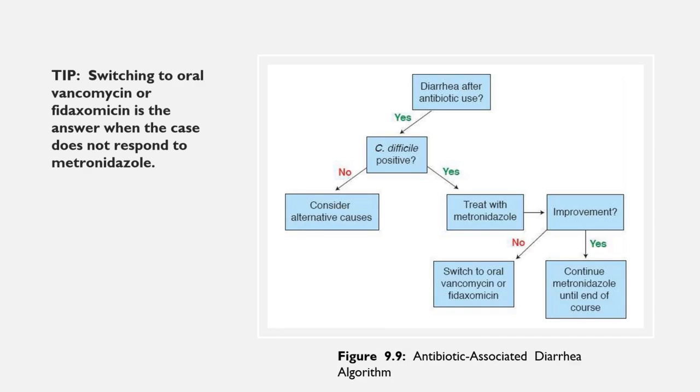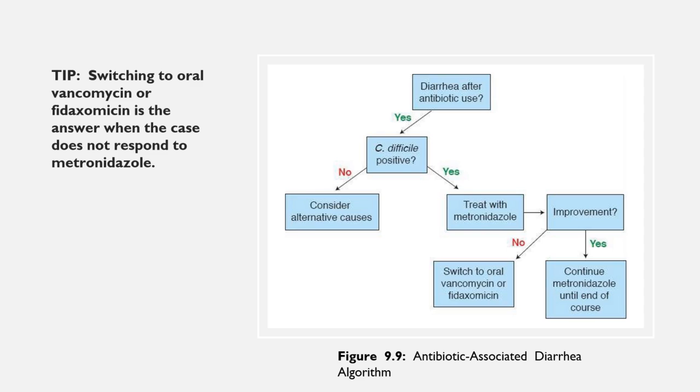Slide number 4. We have a clinical tip, which is switching to oral vancomycin or fidaxomicin is the answer when the case does not respond to metronidazole. So if the patient does not respond to metro, we switch to oral Vanco or fidaxomicin. On the right side of the slide, on figure 9.9, we will see the antibiotic-associated diarrhea algorithm.